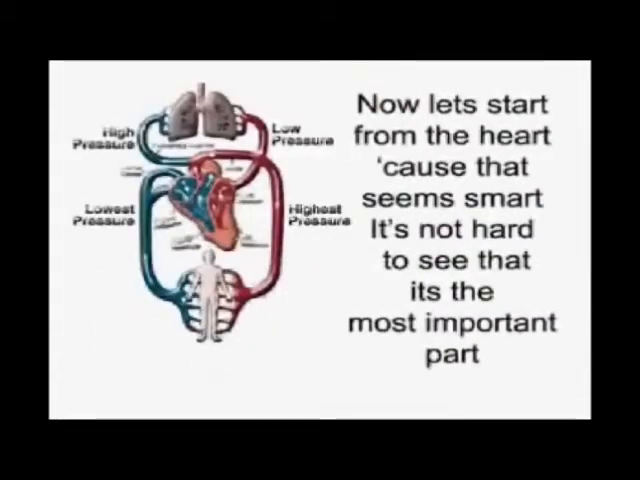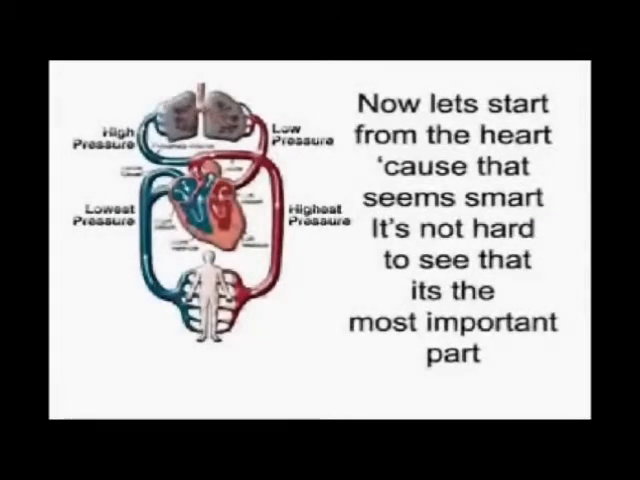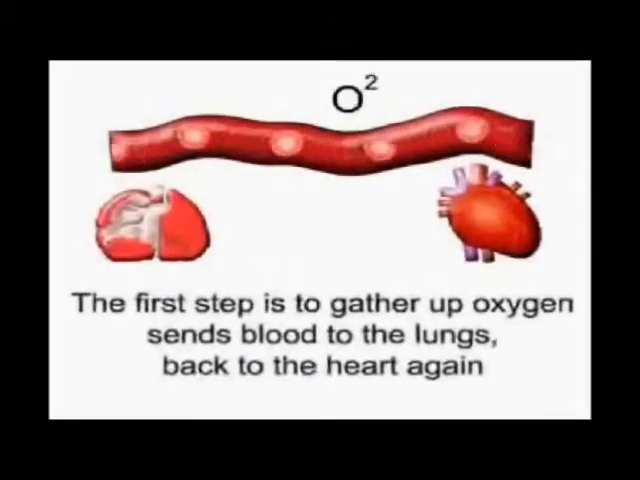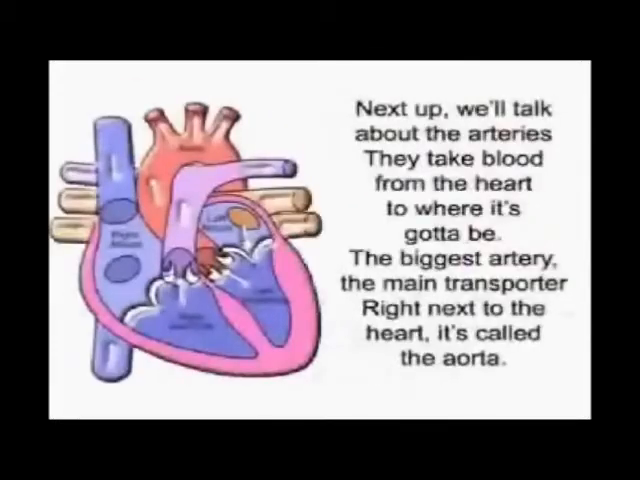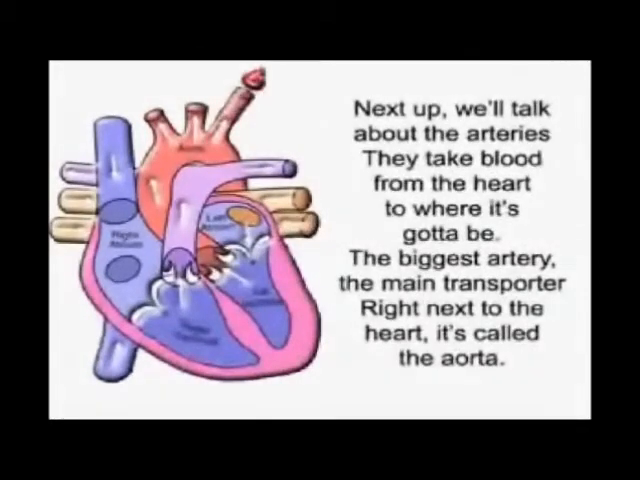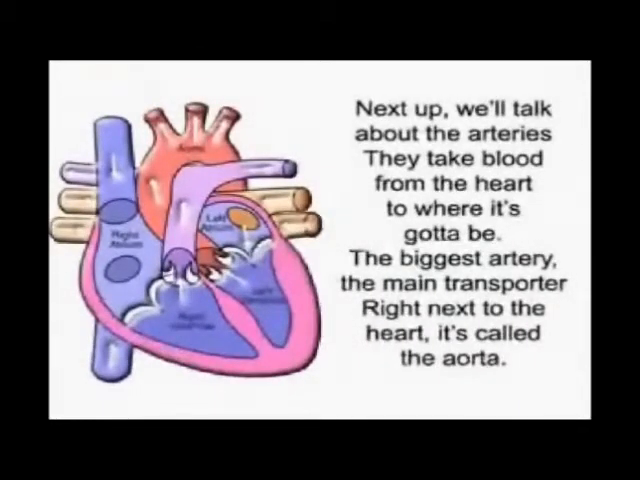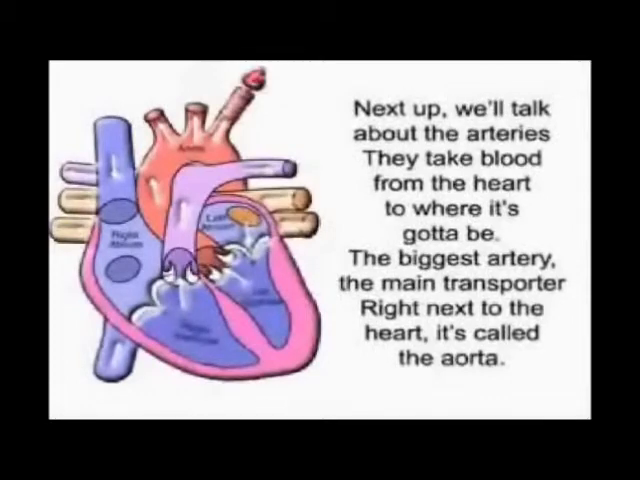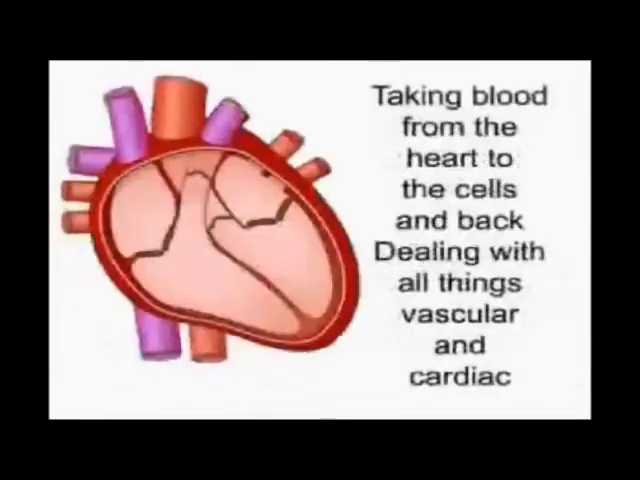Let me start from the heart, cause that seems smart. It's not hard to see, that is the most important part. The first step is to gather up oxygen, sends blood to the lungs, back to the heart again. Next up, we'll talk about the arteries. They take blood from the heart to where it's gotta be. The biggest artery, the main transporter, right next to the heart, is called the aorta.